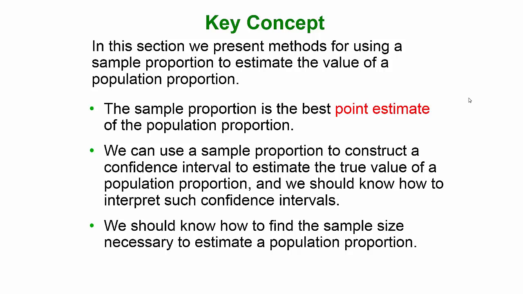In this section, we present methods for using a sample proportion to estimate the value of a population proportion. The sample proportion is the best point estimate of the population proportion. We can use a sample proportion to construct a confidence interval to estimate what the true value of a population proportion is. And we also will need to know how to interpret those kinds of confidence intervals. We also should know how to find the sample size necessary to estimate a population proportion.